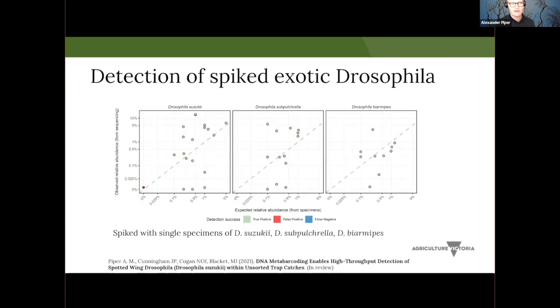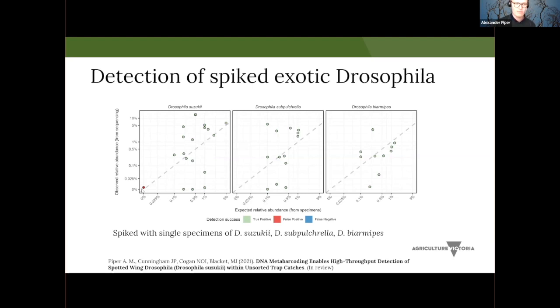The next thing I wanted to look at is, can we actually detect spotted-winged Drosophila in these trapped samples? So these were actually spiked with single specimens of Drosophila suzukii and its close relatives, which are also exotic, Drosophila subpulchrella and Drosophila biarmipes. Despite seeing some deviation between what we expected in relative abundances from specimens and what we observed from the sequencing reads, we were able to detect all the single individuals across all samples.